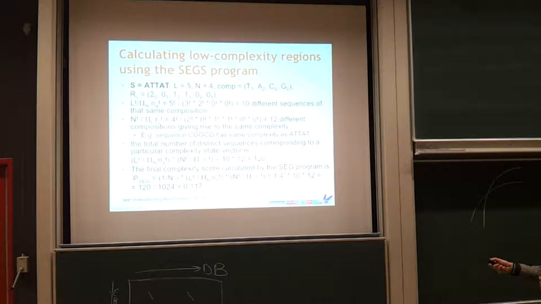So this means, you can try and do it, there are 10 different possible sequence orderings of this composition. Okay, something to remember. Now, would the complexity have been different, you think, if the A would have been a G? If the sequence would have read G, T, T, G, T. Same complexity, right? So that's interesting. So you could ask the question, how many different compositions would give rise to this complexity?